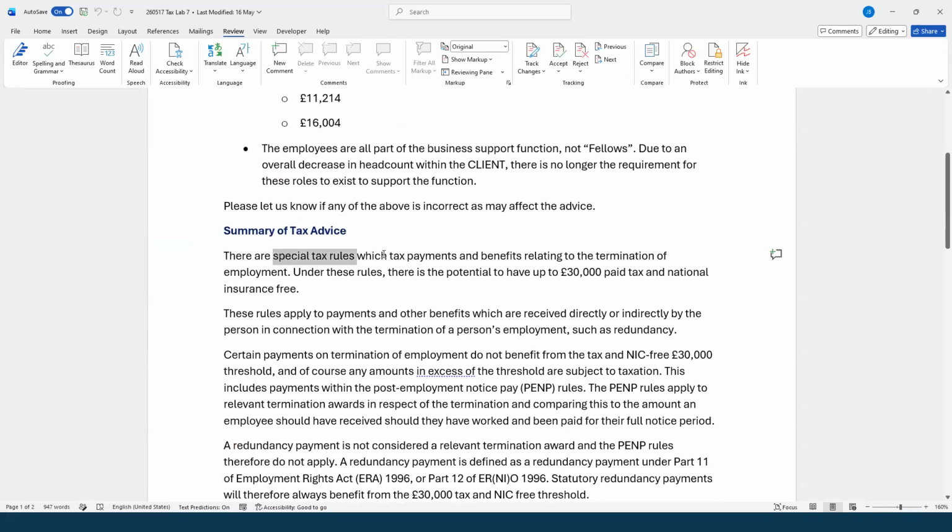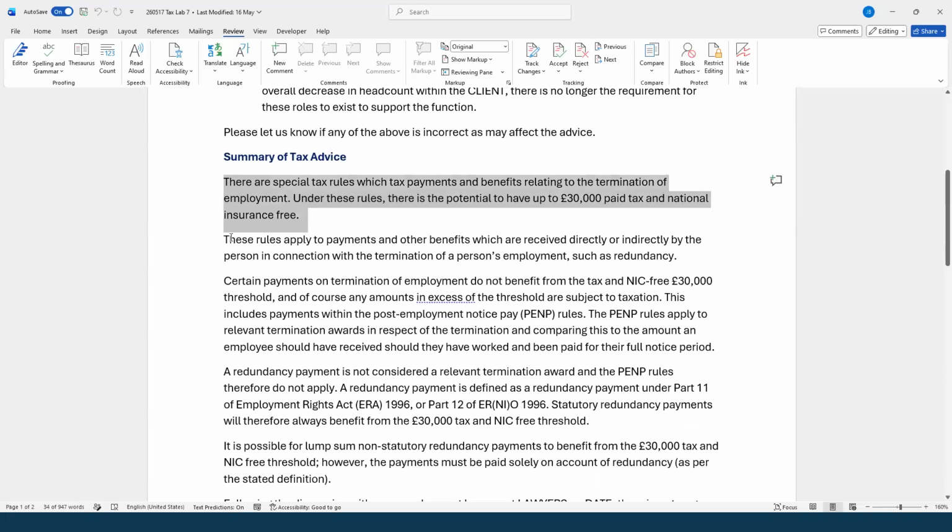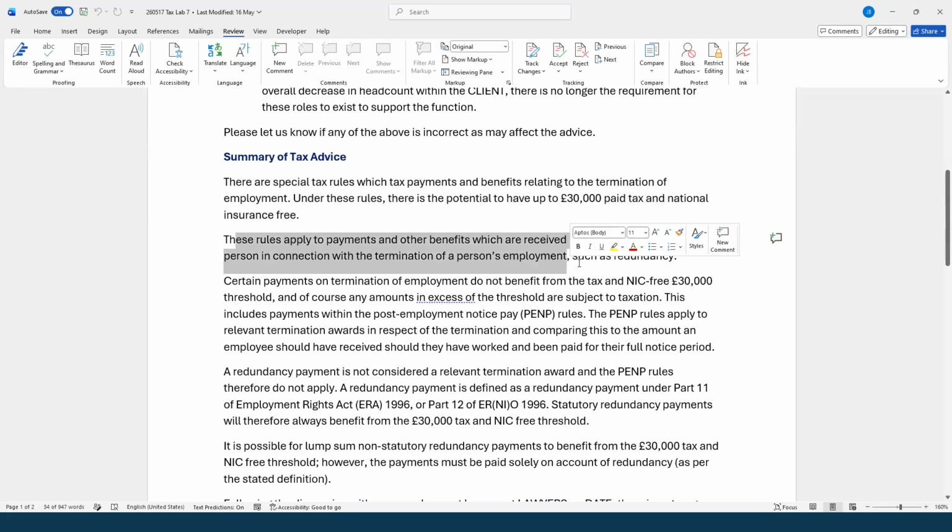So this says there are special tax rules which tax payments and benefits relating to the termination of employment. Under these rules, there's a potential to have up to £30,000 paid tax and national insurance free. So that was something I noted earlier. It's a good point to note. These rules apply to payments and other benefits which are received directly or indirectly by the person in connection with the termination of a person's employment, such as redundancy.